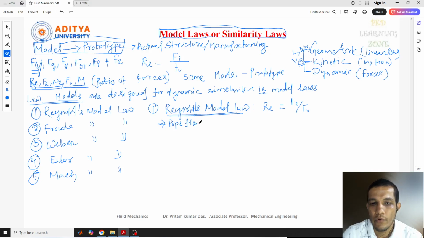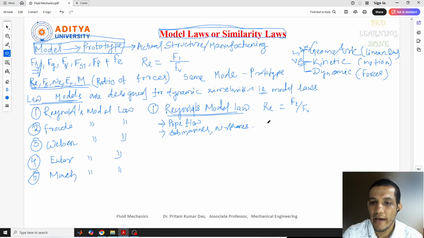So the flow can be inside the pipe, that is closed conduit flow, or that flow can be open channel flow. So the two things are there. One more application is the resistance experienced by submarines, or aeroplanes. Okay, so these are some applications of Reynolds model laws.